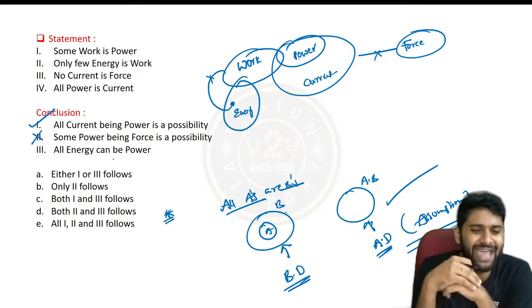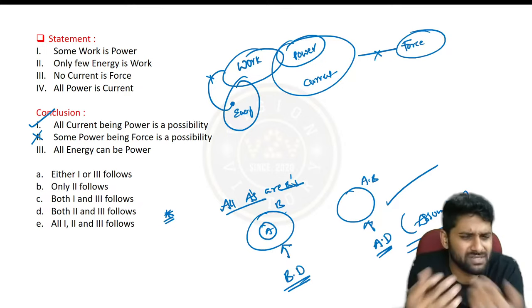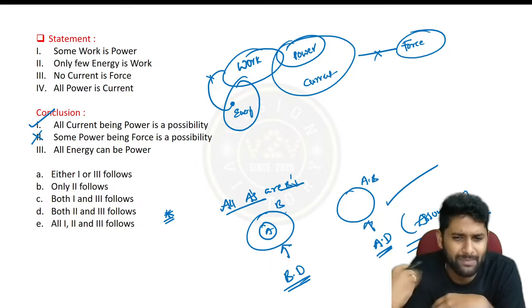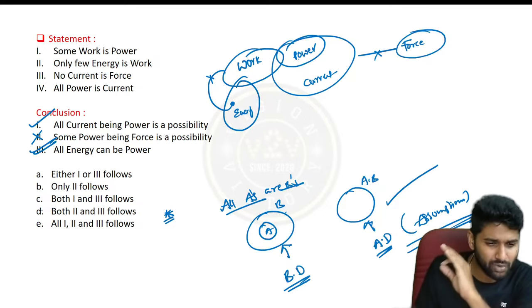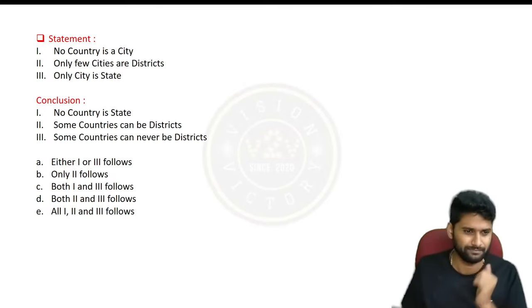All energy can be a power. Guys, is it possible all energy can be a power? Of course, it's possible. So, all energy can be a power. All energy can be a current. All energy can be a force. Because we don't have any restriction in our statement. That's why here conclusions 1 and 3, both the conclusions follow. Hope you understand the theory, guys.